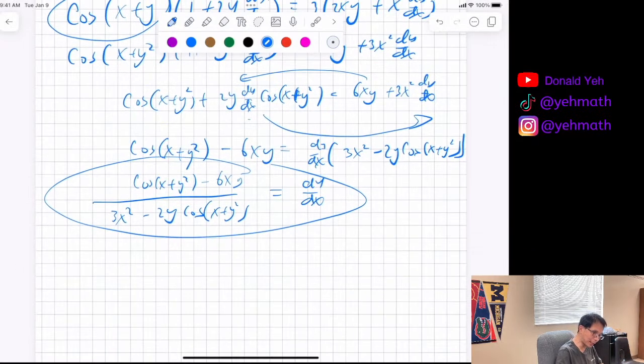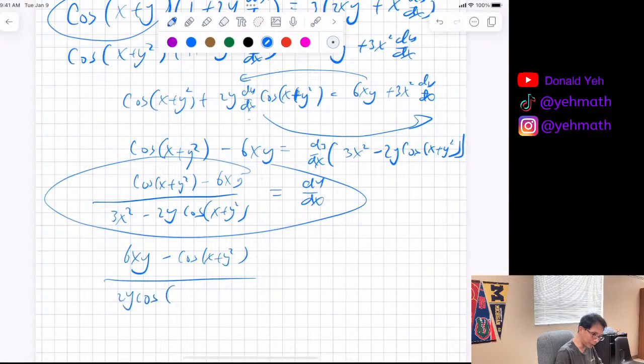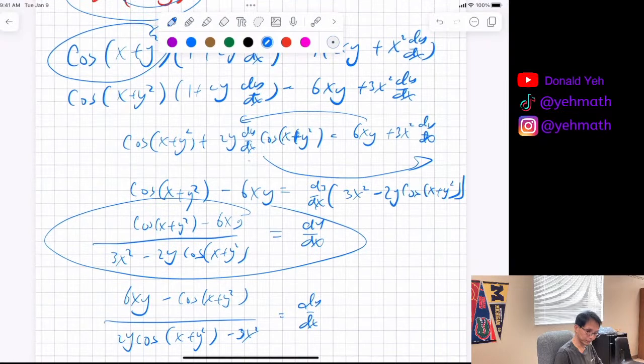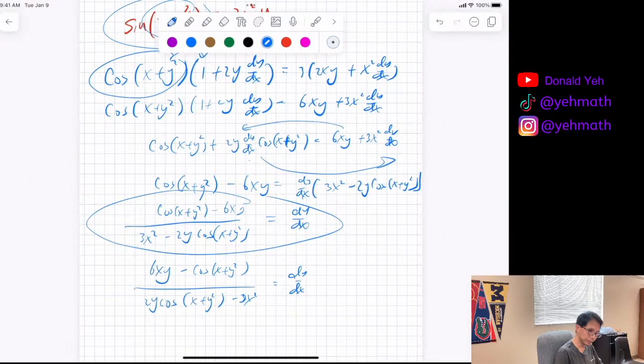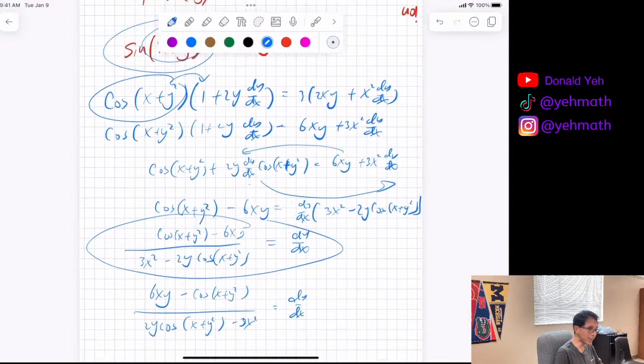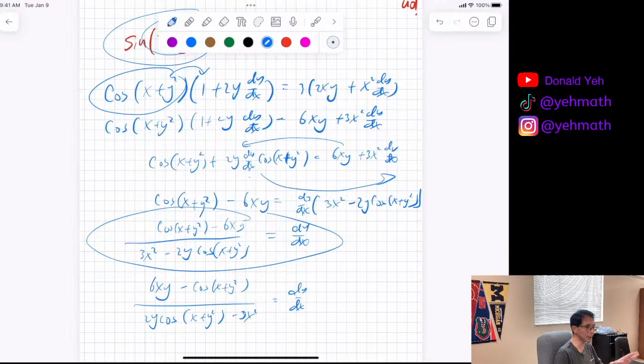So some people say they got 6xy minus cosine of (x plus y squared) over 2y cosine of (x plus y squared) minus 3x squared, equal to dy/dx. That's the same answer as this one. They are the same answer. So this is just algebra manipulation. This is not something crazy.